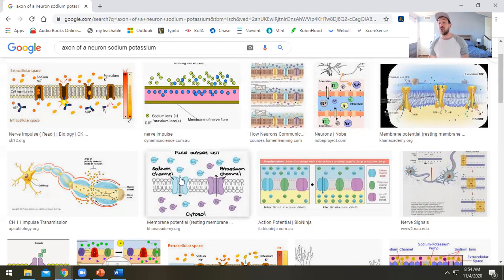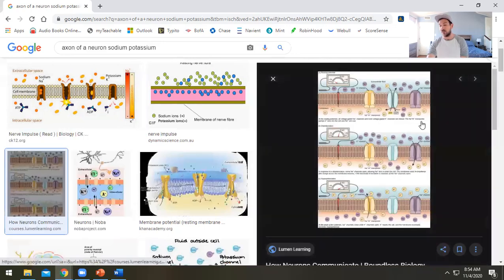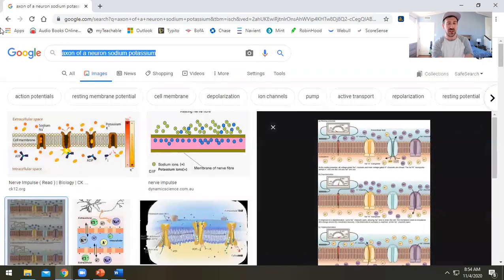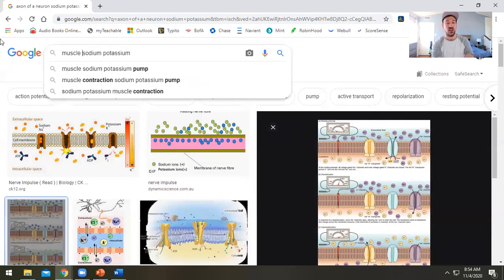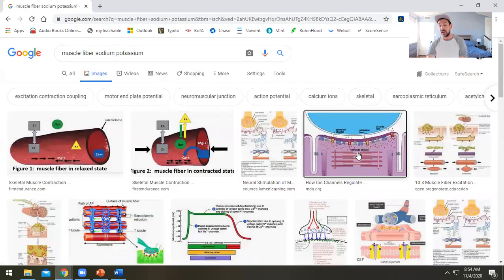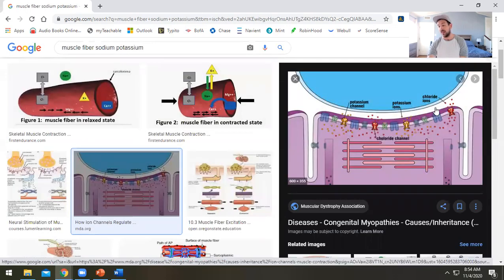But when you look at a neuron, you've got these sodium potassium pumps, and that's what's generating electric charge. They have this special shape. Well, if you look at muscle fibers, they've got the same thing. A muscle fiber, which is what we call a muscle cell, is also straddled with sodium and potassium pumps around the outside. And that's what allows them to generate electric charge as well.